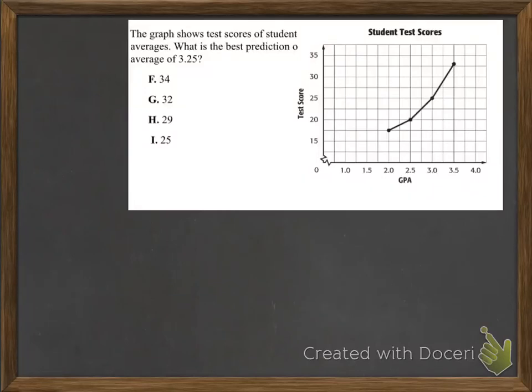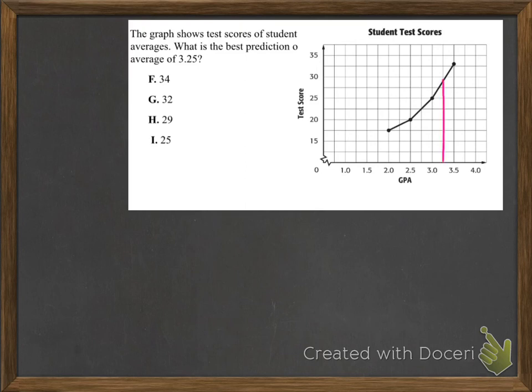And last but not least, you have a question here with a line graph, and it says the graph shows test scores of student averages. What is the best prediction of an average of 3.25? Sorry, that's a typo in the question. So we're looking at a prediction for an average of 3.25. That's going to be about halfway between 3.0 and 3.5.